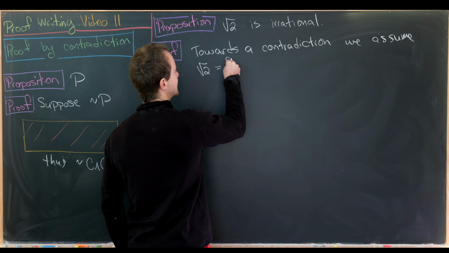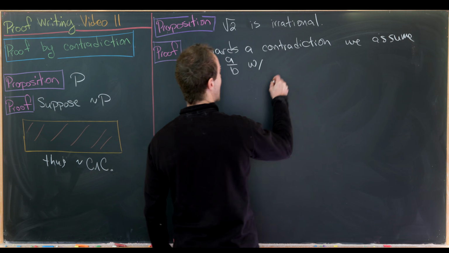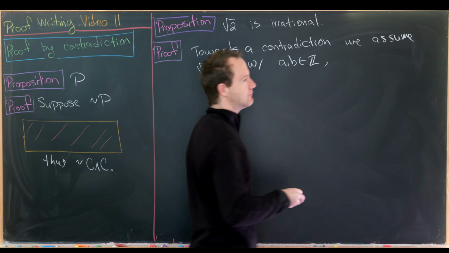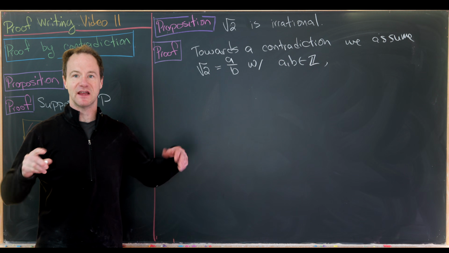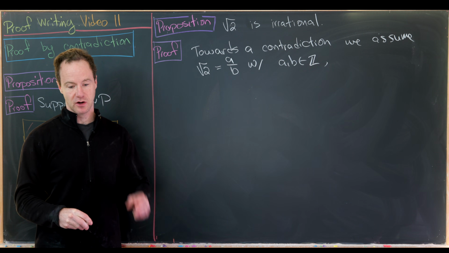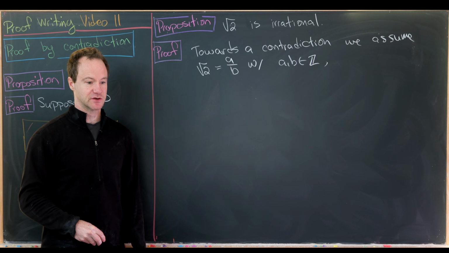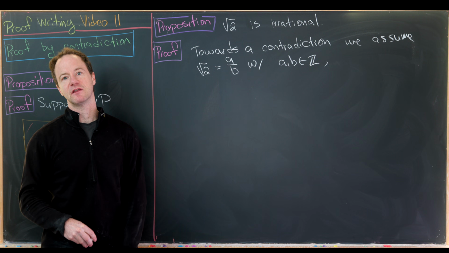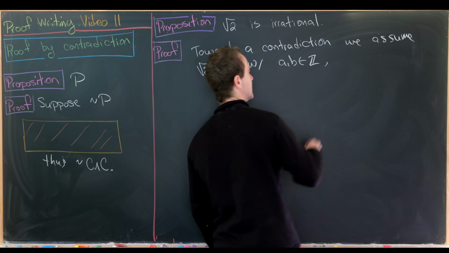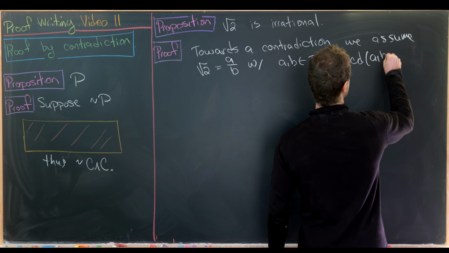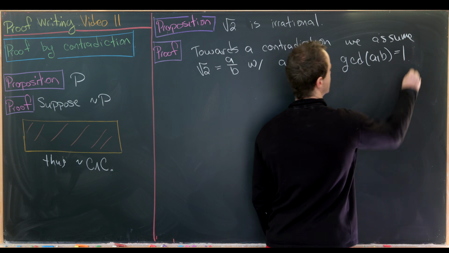That means we can write it as a over b, where a and b are integers, and we might as well assume that this is a fraction in lowest terms. So that means that a and b share no factors, which is the same thing as saying that their GCD is equal to 1. So we'll say here the GCD of a and b is 1.